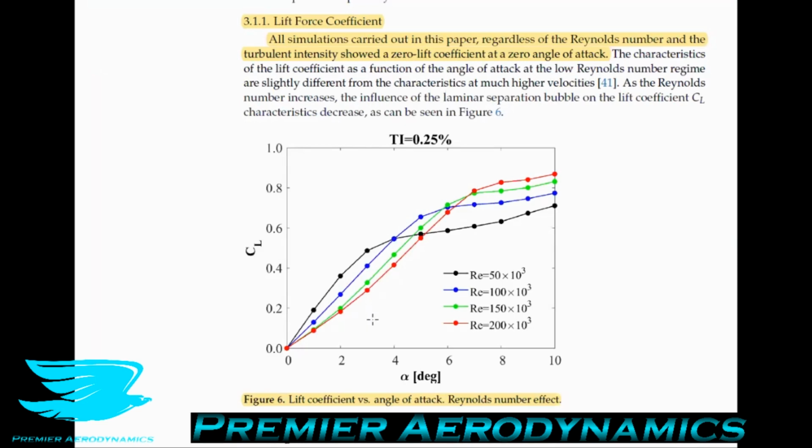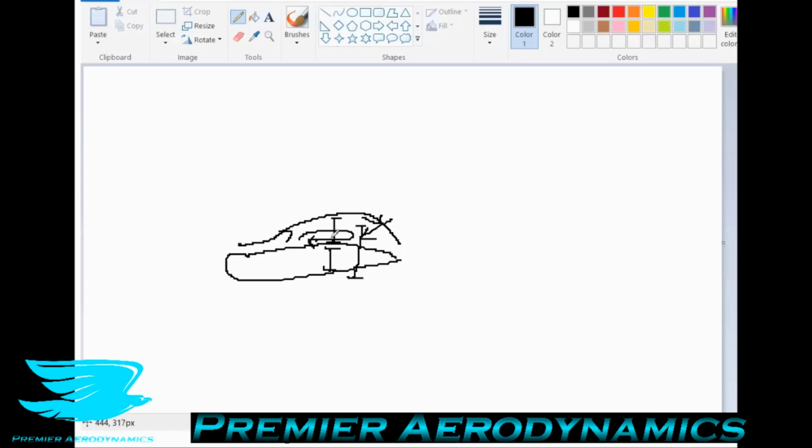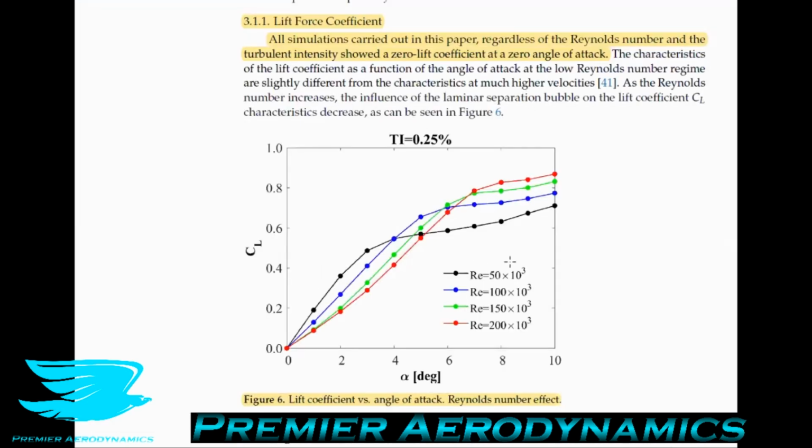Also, it is cambered effectively now because we have a greater thickness on top compared to the bottom. So we have effectively a thick cambered wing now at these low angles of attack. That's why we get a boost in this lift coefficient here.